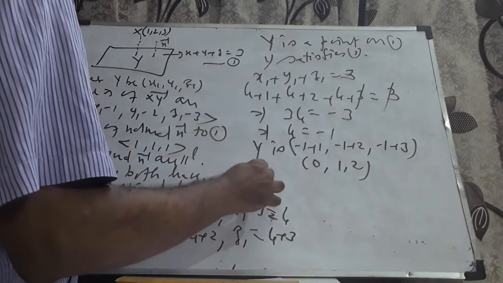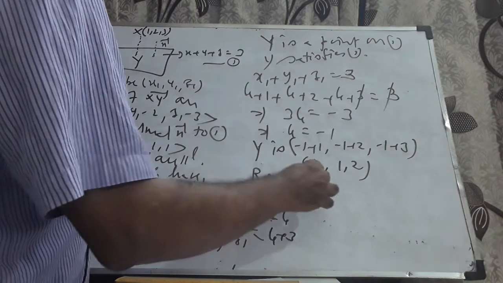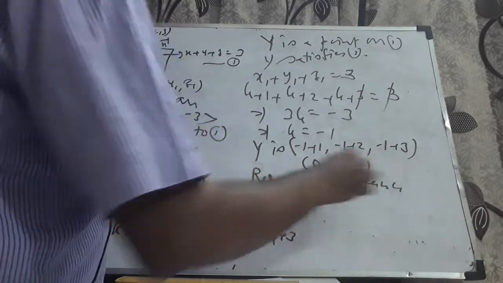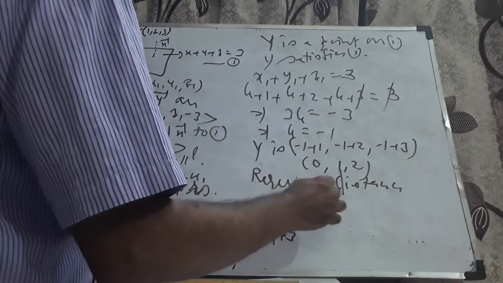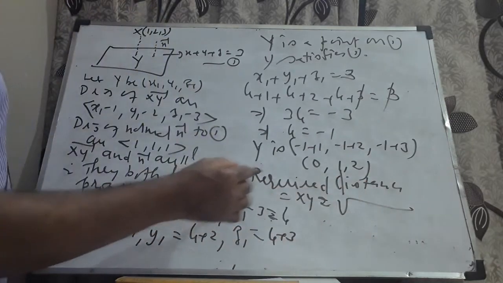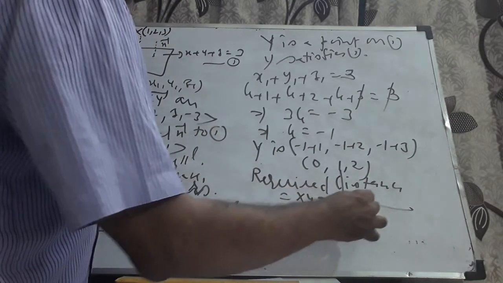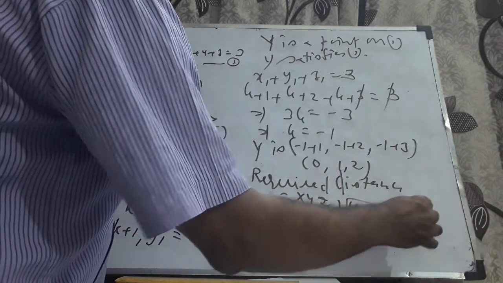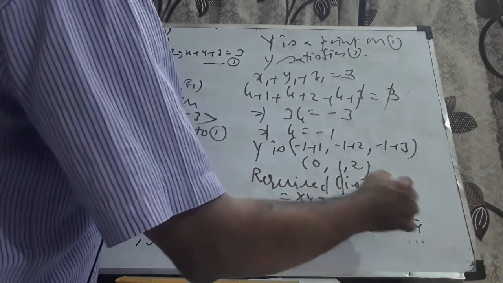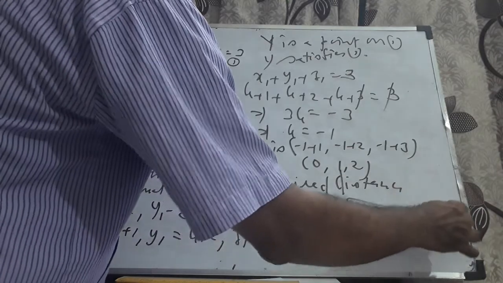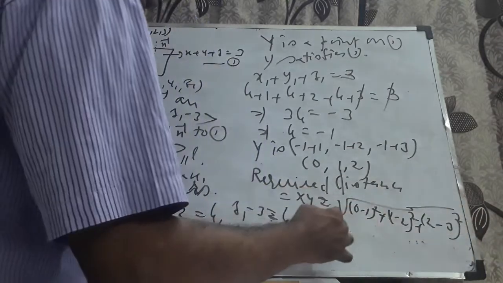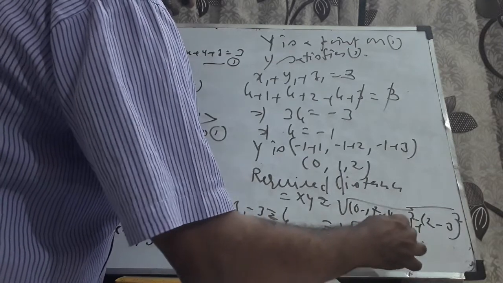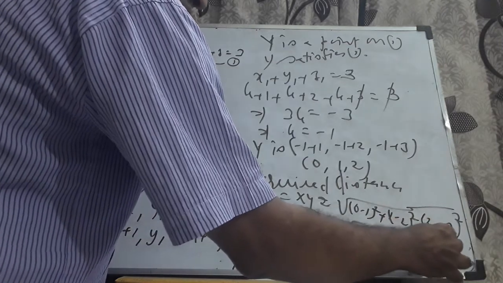Therefore, the required distance, or distance between the two boys, is nothing but XY. Let me apply the distance formula. 0 minus 1 the whole square plus 1 minus 2 the whole square plus 2 minus 3 the whole square, which is reduced to 1 plus 1 plus 1, which is root 3 units.